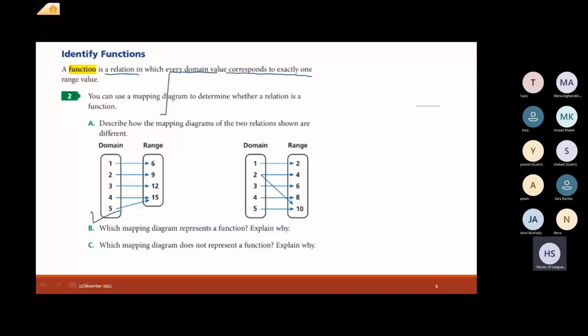Now, look at the second one. 1 with 2. 2 is connected with 4 and 10 at the same time. Is it a function? No. So if I find that there's a 1 that connects with many, it is not a function. But many connecting with 1 is a function. Is it clear? Yes. What didn't you get?